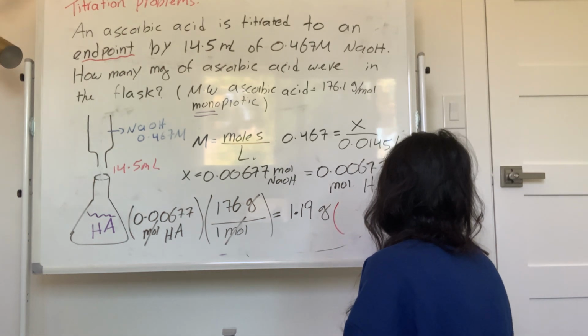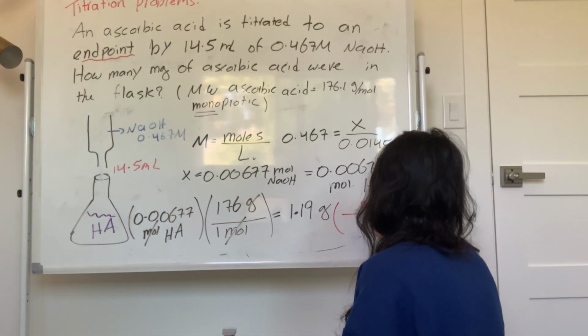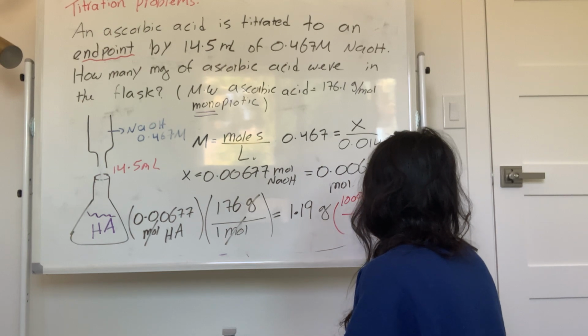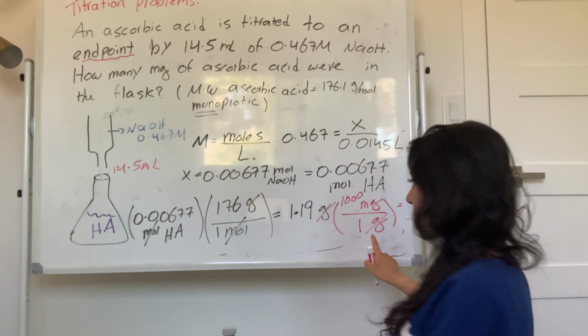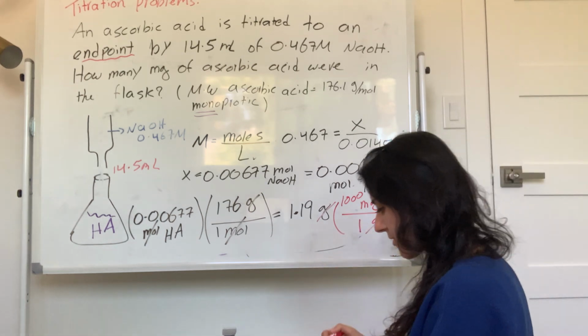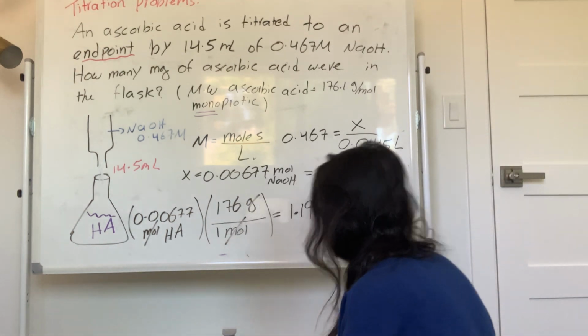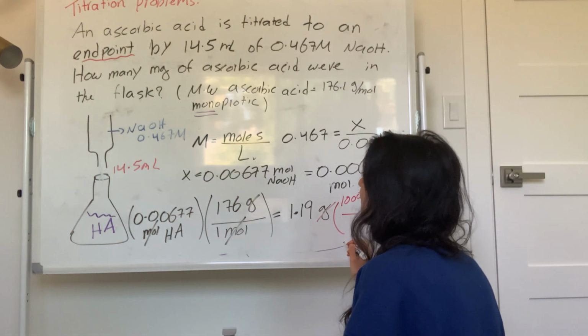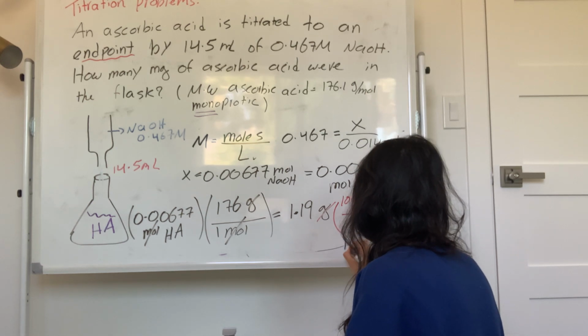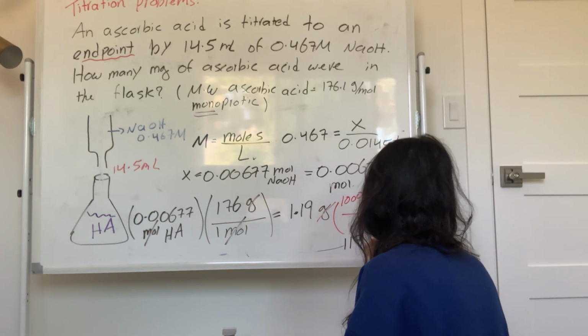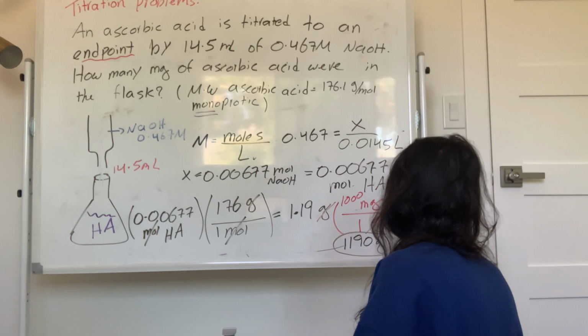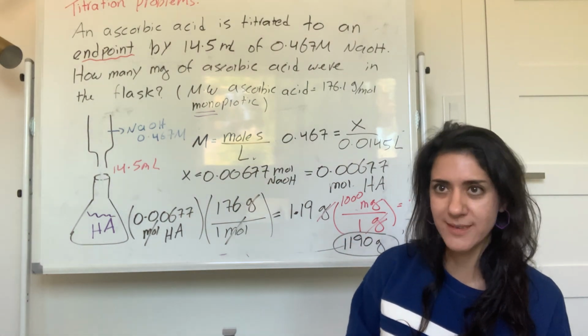How do I do that? I don't want grams, I want milligrams on top. 1 gram is 1,000 milligrams, right? Because gram is a larger unit, 1 gram is 1,000 milligrams. What I end up getting is, I have to care about sig figs, I know, 1190 milligrams. Don't forget about sig figs, 1190 milligrams.